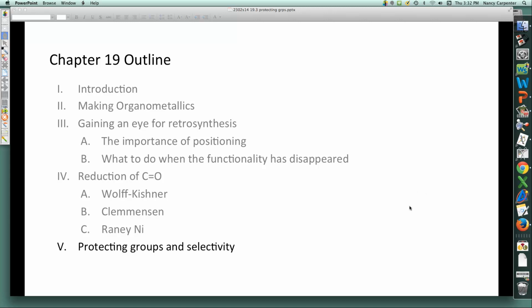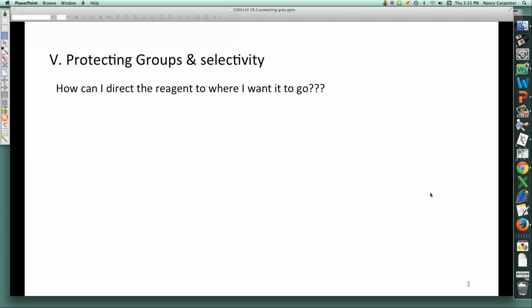Okay, so we're scooting along in all these random topics associated with making new molecules. Certainly one of the big problems associated with making new molecules is the issue of control and selectivity. So that's what this section is all about. Basically, when I have multifunctional compounds, how do I control the reagent and tell it, I want you to react here and not over there? Well, we've seen a lot of examples of this already, believe it or not.